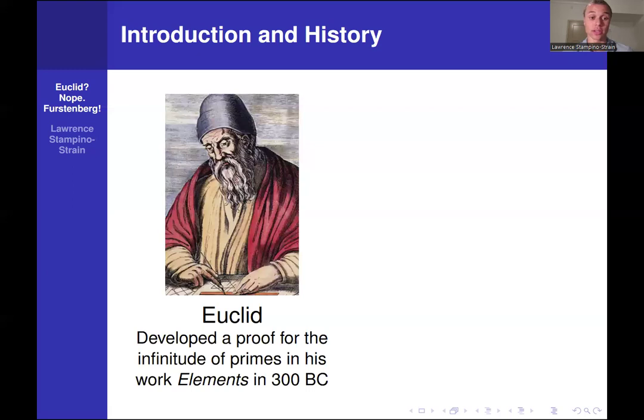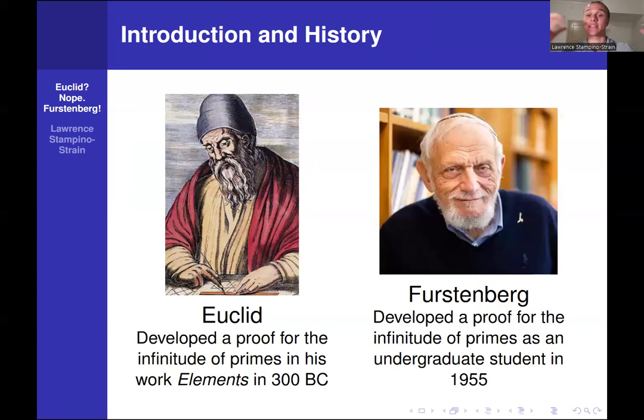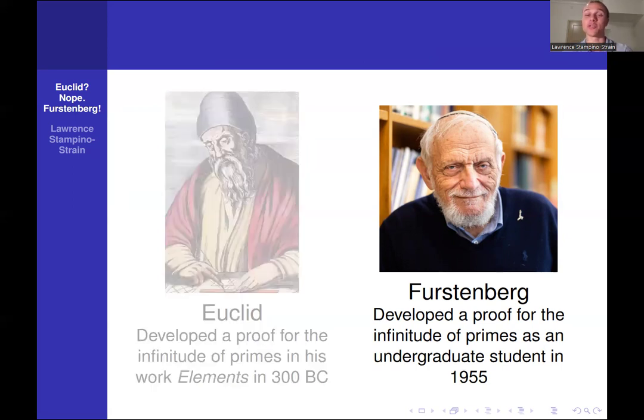We're going to start by saying that Euclid developed the most famous proof for the infinitude of primes in his work Elements in 300 BC. Now, someone else who developed a proof for the infinitude of primes is Furstenberg, and he developed this proof as an undergraduate student in 1955. Although Euclid's proof is definitely more famous than Furstenberg's, I will be focusing on Furstenberg's proof for the remainder of this presentation because he uses a very exotic topological space that I found very fascinating.